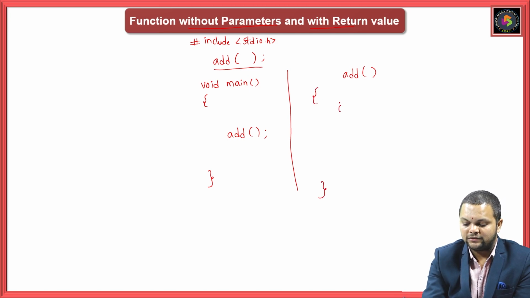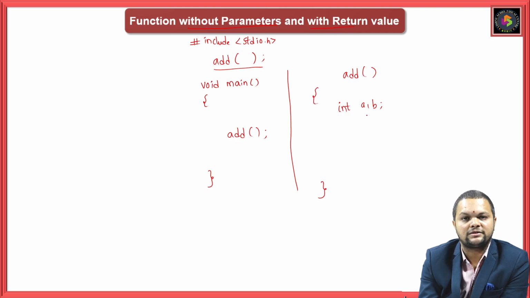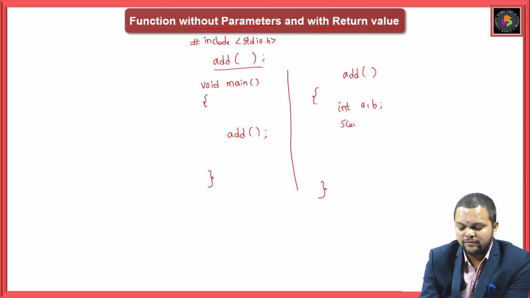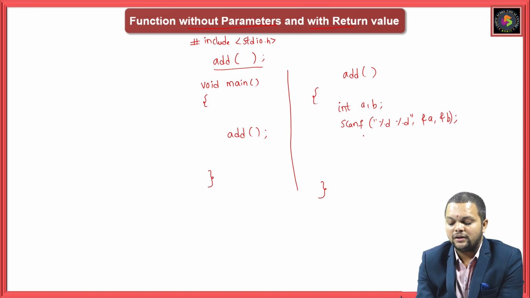So I'll take two values here itself, int a comma b. Why am I taking variables here? Because nothing is passed. If I want to do something, I need to do operations in this function directly. So I'll take scanf, %d, ampersand a, comma, ampersand b. After this, see, now you got the values of a comma b.